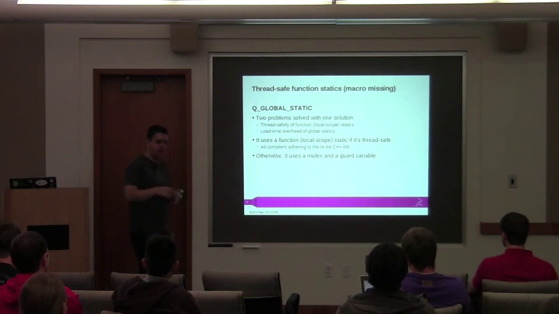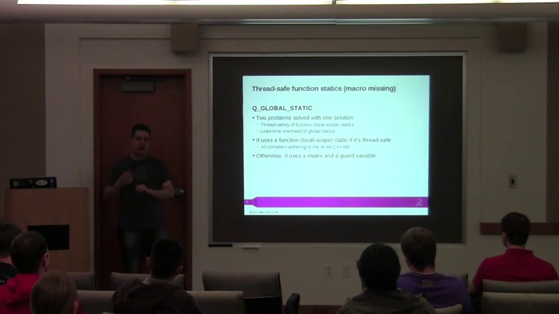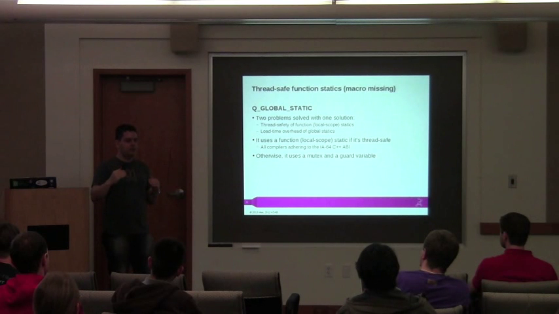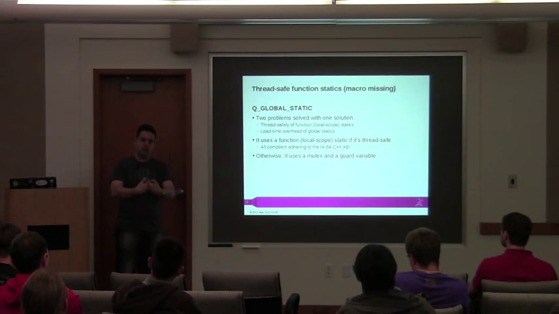Global statics. Finally, C++11, because it understands threads, it knows what a thread is, it defined that a local scope static, so I declare a static in my function, not as a global variable, it's inside my function. It says that it's initialized when first used, right? C++98 says that if I re-enter it, it's undefined behavior. Usually we'll let that lock or whatever. But it did not say anything about two threads trying to initialize at the same time.